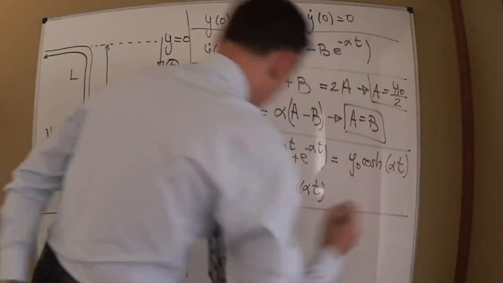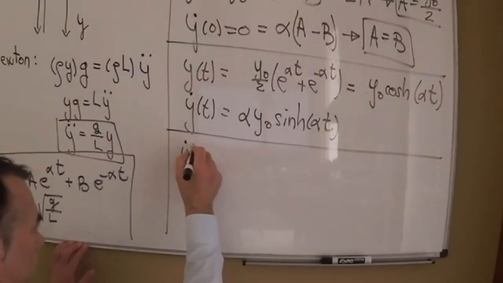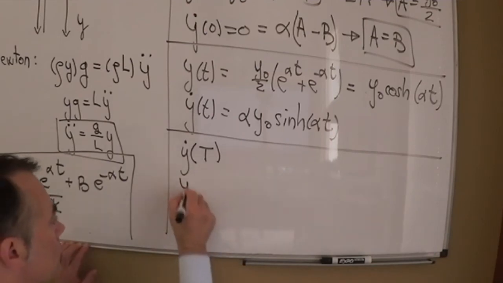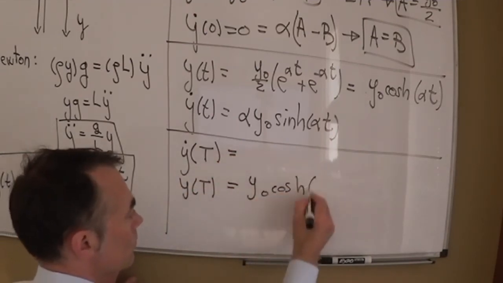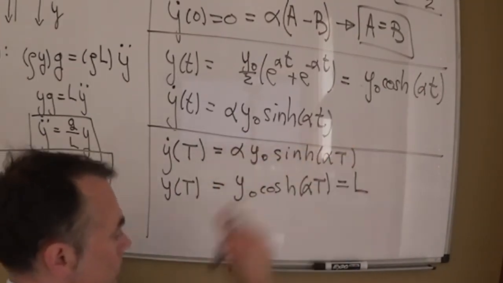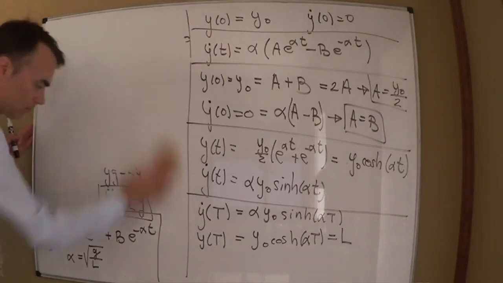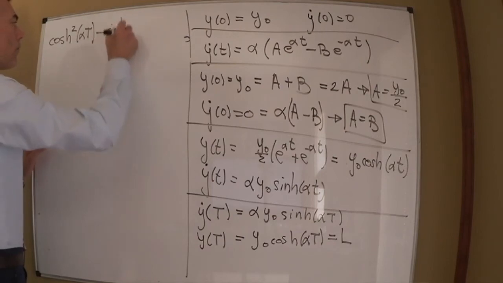Now, for the velocity of the rope right at the moment when all of it is falling down, we're interested in the time when y is equal to L. For that time, capital T, the length is equal to L. Let me use now some trigonometric identity. The hyperbolic cosine squared minus the hyperbolic sine squared is equal to 1.